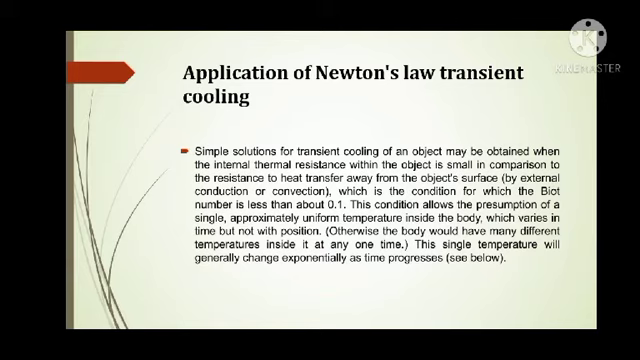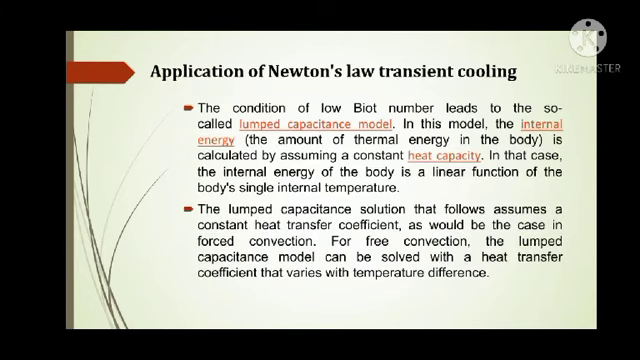Application of Newton's law, transient cooling. The condition of low Biot number leads to the so-called lump capacitance model. In this model, the internal energy, the amount of thermal energy in the body, is calculated by assuming a constant heat capacity. In that case, the internal energy of the body is a linear function of the body's single internal temperature. The lump capacitance solution that follows assumes a constant heat transfer coefficient, as would be the case in forced convection. For free convection, the lump capacitance model can be solved with a heat transfer coefficient that varies with temperature difference.